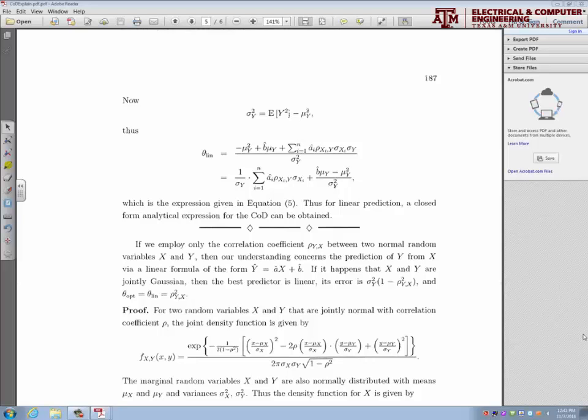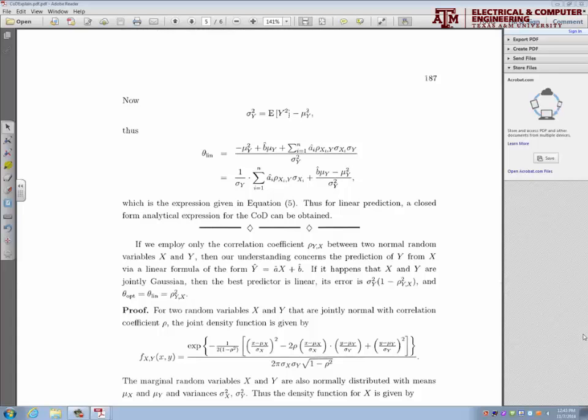When the two random variables are jointly Gaussian, the conditional density function is also Gaussian. In this case, the conditional mean is given by a linear expression. So if x and y are jointly Gaussian, then the best predictor is linear, and its error is given by this expression, and the COD is equal to the square of the correlation coefficient. So how do you show that?